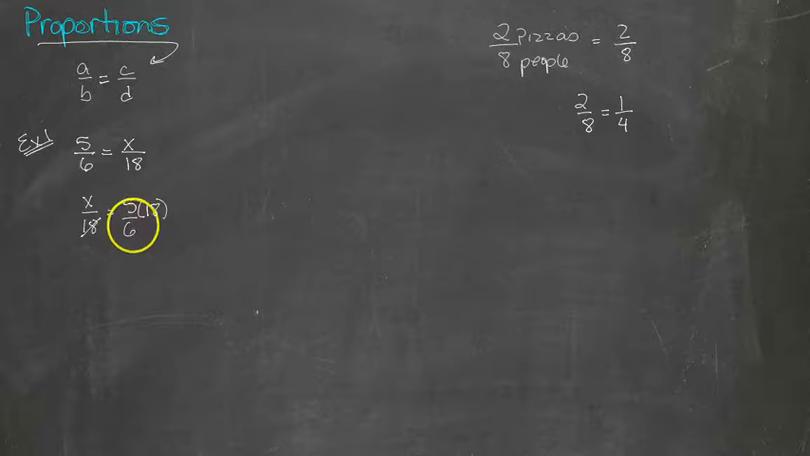And now I can just do some simple reducing. I have a factor of 18 in the numerator, a factor of 6 in the denominator. Well, 6 divided by 6 would leave a 1 in the denominator. 18 divided by 6 would leave a 3 in the numerator, and I can multiply these together to get 15.